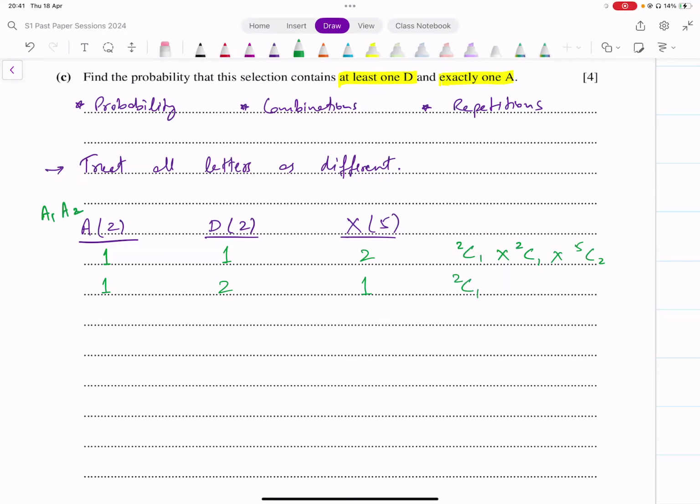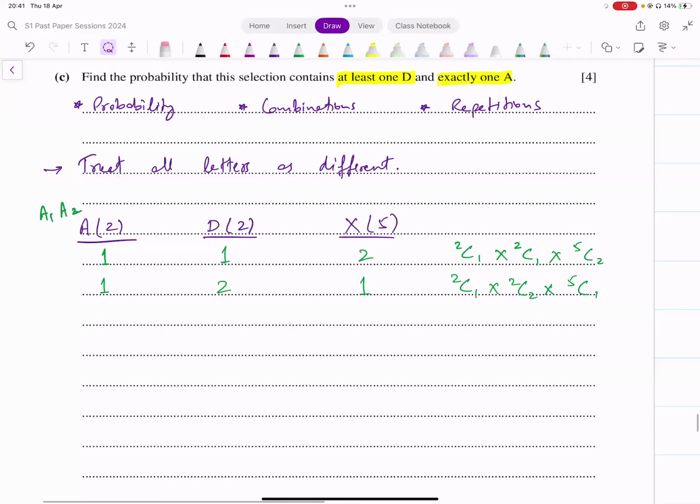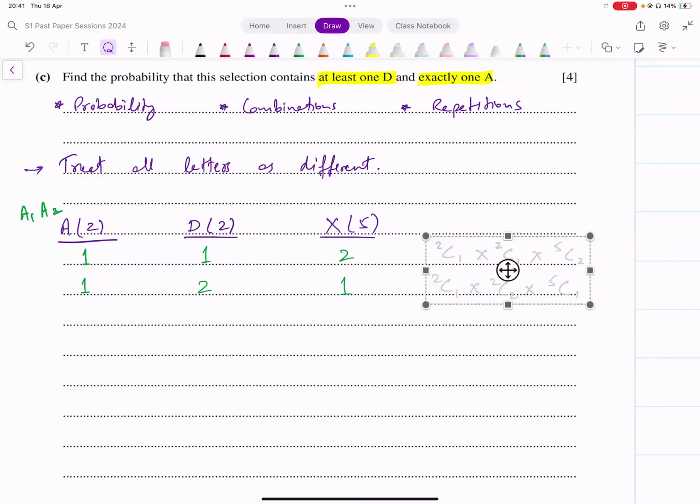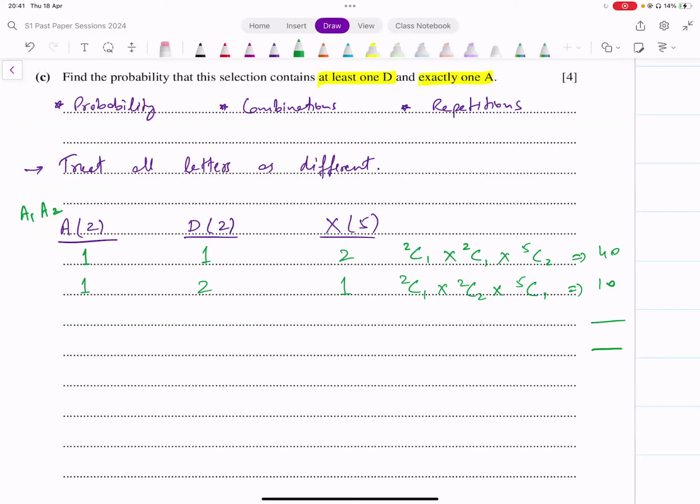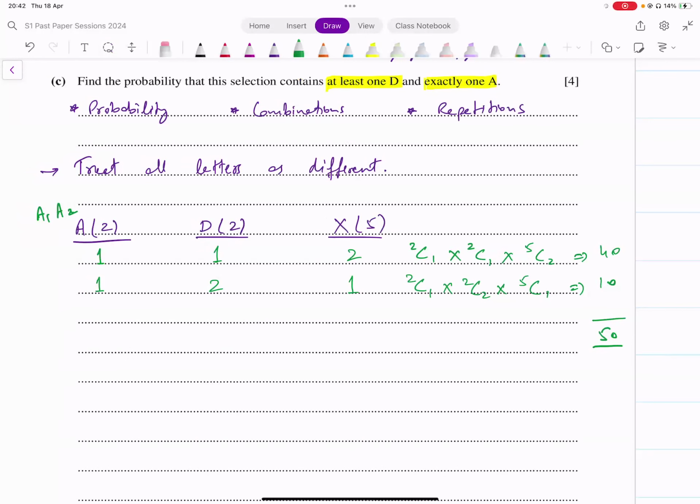And what about the second case? 2C1 into 2C2 into 5C1. And that gives you the number of selections for each of these 2 cases that you have. What do you get from this? 2 into 2 into 10, 5C2 is 10. That's going to be 40. And the second case, 2 into 1 into 5, that's 10. And that's going to give you 50. These are the number of selections that satisfy the condition.